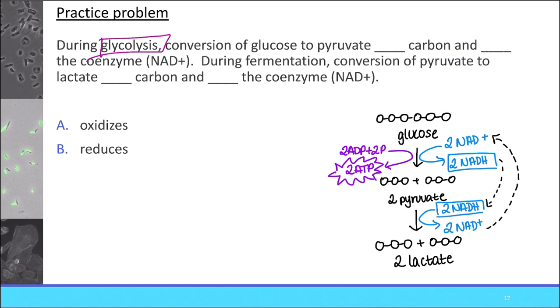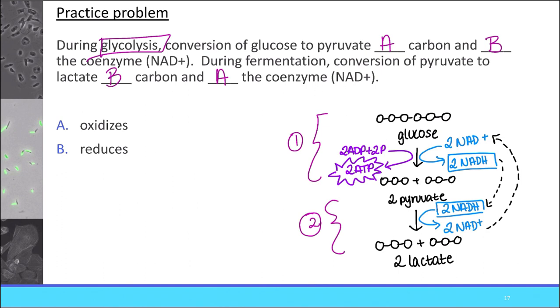And so that means NAD+ is reduced. If that is reduced, then our other partner has to be oxidized. So glucose to pyruvate is an oxidation. On the flip side, during fermentation, during stage 2, when we form lactate from pyruvate, we are taking NADH and it is being oxidized. So NADH gets oxidized, which means that pyruvate to lactate must be reduction.